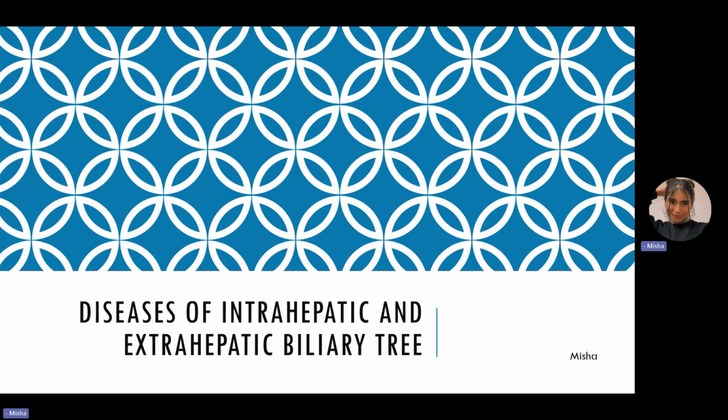Hi guys. So question 141, diseases of the intrahepatic and extrahepatic biliary tree. Whenever we're talking about the intrahepatic and extrahepatic biliary tree, the hepatocytes basically produce the bile and secrete it into the bile canaliculi. From there it flows into the canals of Hering, ductules, and finally into the portal tracts, from which it is carried via the hepatic ducts to the gallbladder or to the common bile duct, right?